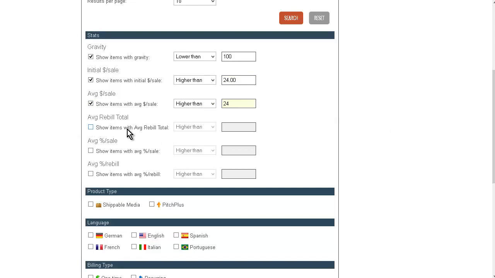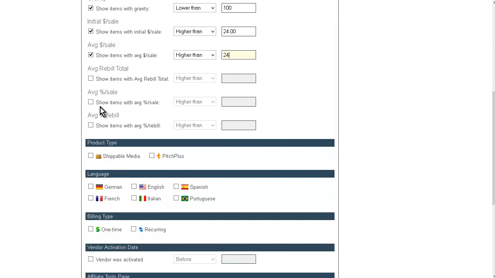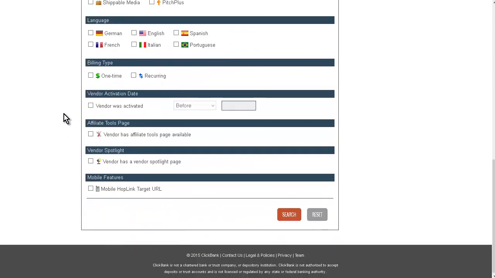Okay, now items with average rebill totals. We can leave this blank, but if we get rebills, that's a bonus because, of course, that means you are getting more commissions for the same amount of work. Okay, but I'm just going to leave that one blank. Percent per sale. Now, this really varies in my mind. On a lower dollar amount, we may want a higher commission, like on a $25 per sale. We're going to want a 75% commission, say, but on a $100 sale, maybe we want a 50% commission at the lowest. So I'm going to leave that blank. Okay, and I'm going to leave the rebill blank.